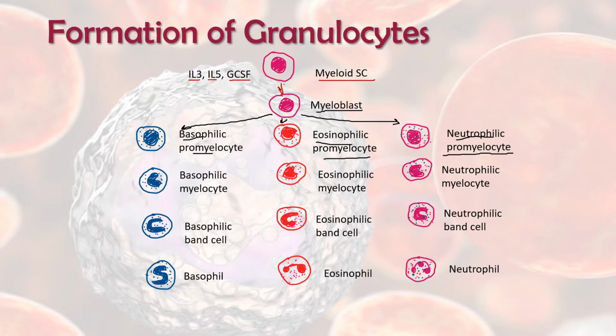Now this cell is blue in color. Why is this blue in color? Because the granules that are present in the basophilic promyelocytes stain with methylene blue. That's why they appear blue in color. Whereas in eosinophilic promyelocytes, the granules stain red. Thereby these are red in color.